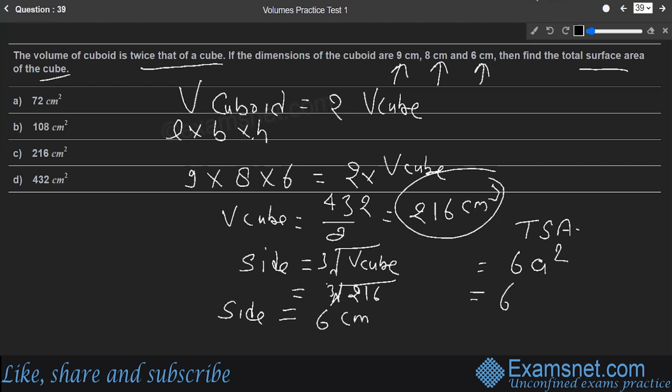So let us find it out. 6 into side, which is again 6, squared. So 6 into 36, which comes out to be 216 centimeter square. So that becomes the right answer, which is available in option number C.